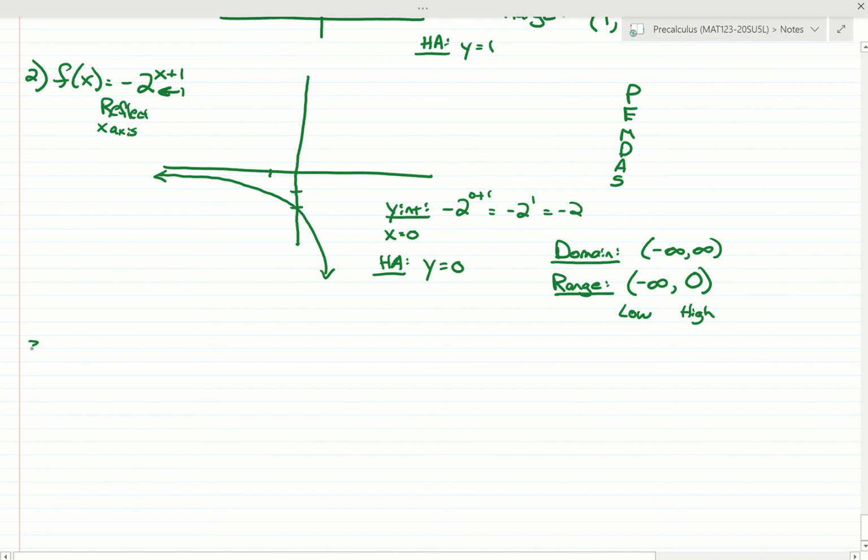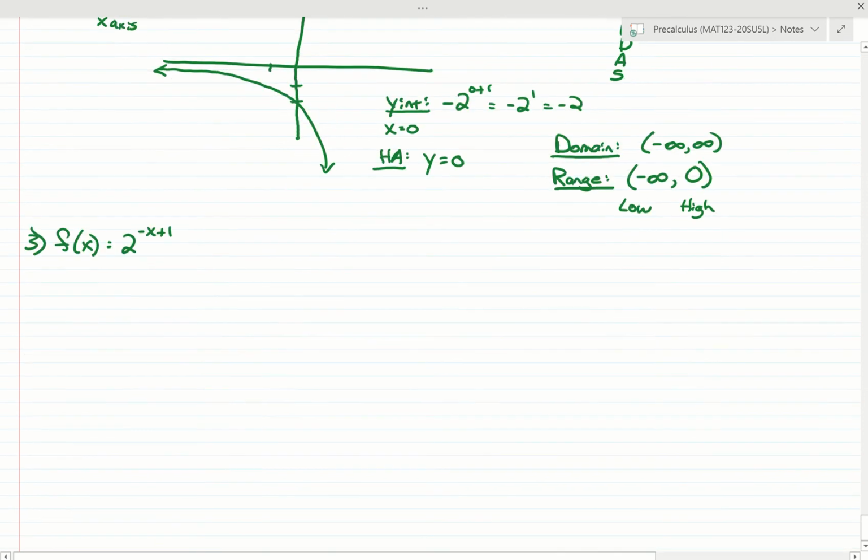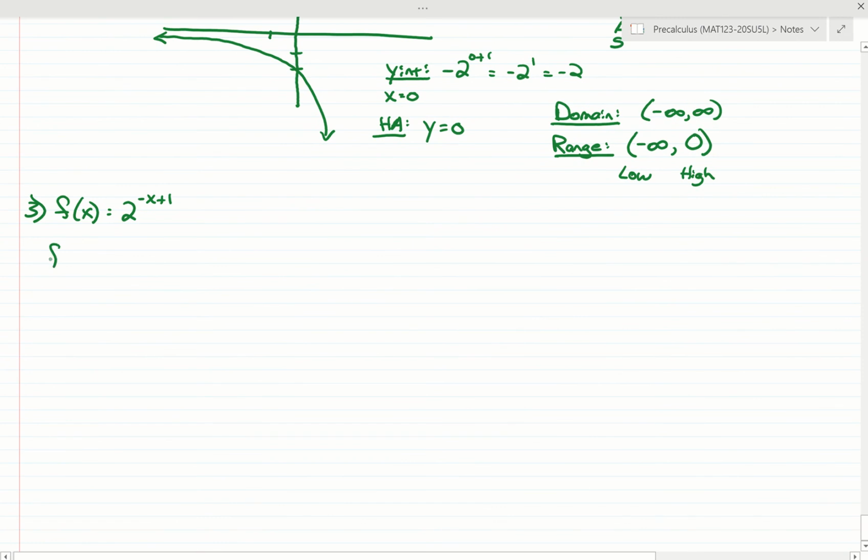How about if we had this? F of x is equal to 2 to the negative x plus 1 power. Well, we do have a number in front of x, so the first thing we have to do is factor out that negative 1. And we can see that this graph goes to the right 1, and this is going to reflect over the y-axis. So this is how we draw something like this.